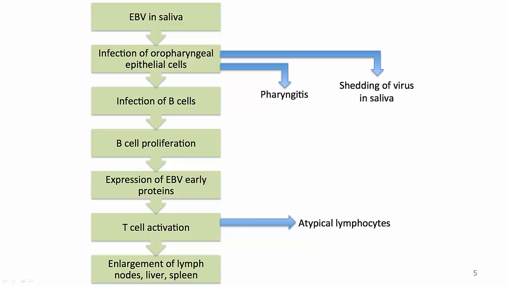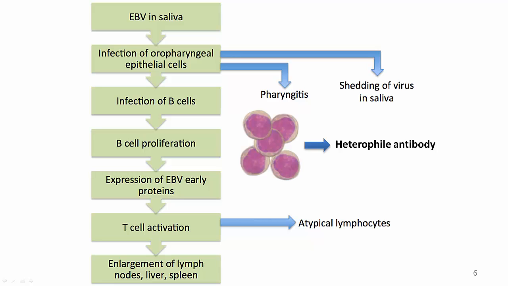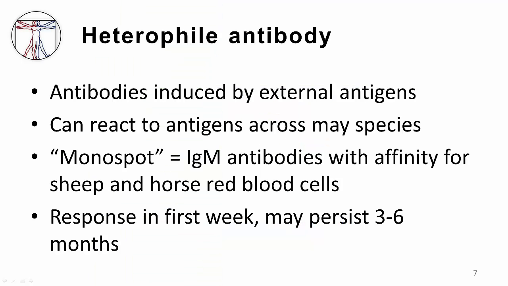Recall that acute EBV infection leads to infection of B cells and subsequent B cell proliferation. It is this B cell activation and proliferation that leads to the development of the so-called heterophile antibody. Heterophile antibodies are antibodies induced by external antigens and can react to antigens across many different species. The so-called monospot test is a test for IgM antibodies with affinity for sheep and horse red blood cells. Response is generally within the first week and can persist for 3 to 6 months.